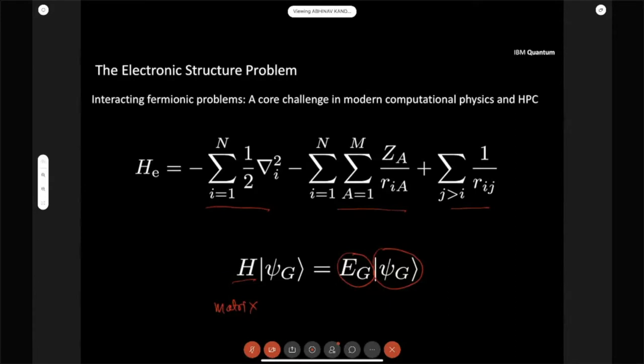Okay, so why is that very hard? Because the size of that Hamiltonian scales as 2^n by 2^n. Okay, and so the size of that matrix scales exponentially, right? And this we know is going to be hard.